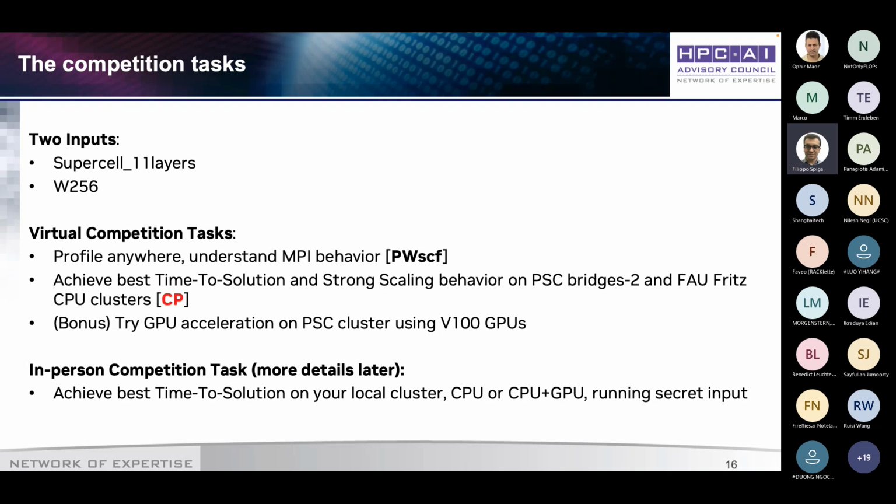The way the parallelization works, the way the code runs, the internal structure of the parallelism applies to CP as well. So everything I said so far is true, but it's a different code. It's not pw.x, it's cp.x. And as a result, because it does different things, it behaves very differently from what you will find in the literature. You can run this with CPU, and you can run this with GPU as well. During the in-person competition, we may have a secret input. It depends. We will decide later what to do, depending on how things go in the next month or two.